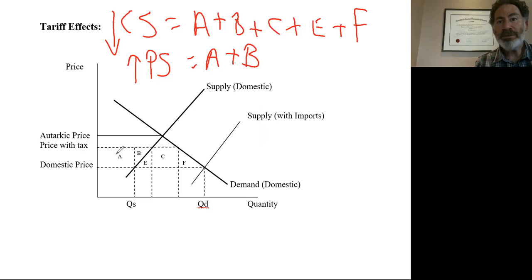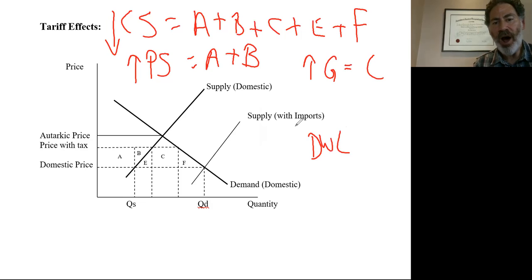Now, what about the government revenues? Okay, so the increase in G, the government revenues, that's represented by this area C. Okay, the government revenues from the tariff, from the tax. And the dead weight loss, this is represented by the two triangles E and F. E plus F.